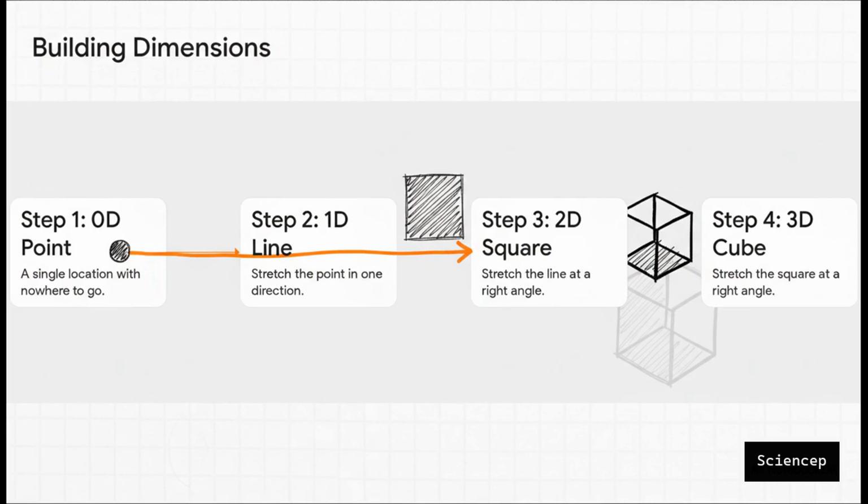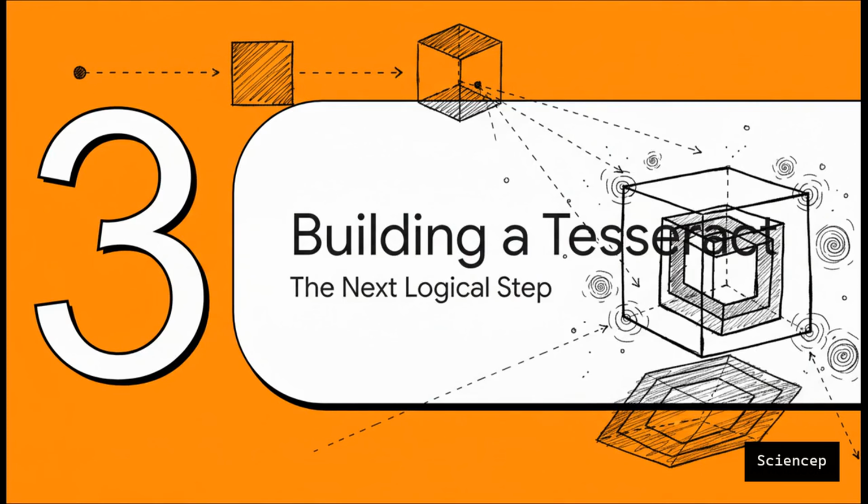Okay, now take that line and stretch it in a new direction at a perfect right angle. Bam, a square, 2 dimensions. You know what to do next, right? Take that whole square and stretch it in yet another new direction at a right angle to the first 2. And voila, a cube, 3 dimensions. Welcome to our world. See that pattern? You see the pattern, don't you? A point becomes a line becomes a square becomes a cube.